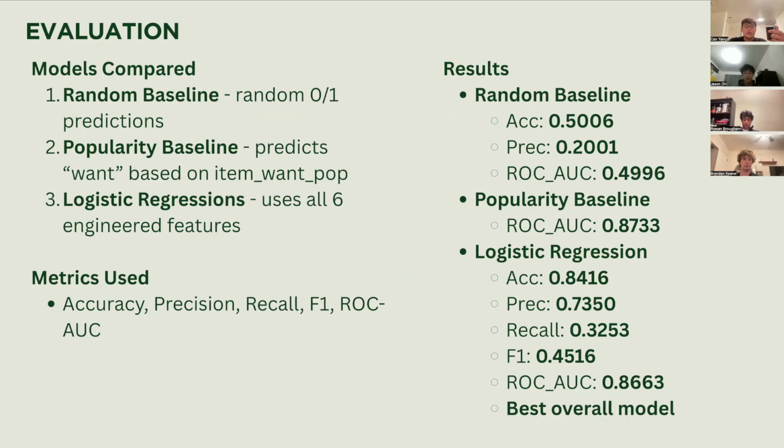The high ROC AUC is because the logistic regression ranks items almost as well as the popularity baseline, because popularity is already such a dominant signal, so the model simply personalizes it. This explains why LR gives pretty much the best overall balance, despite popularity having slightly higher AUC.